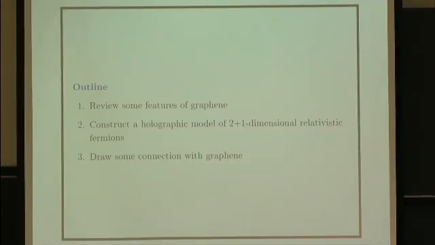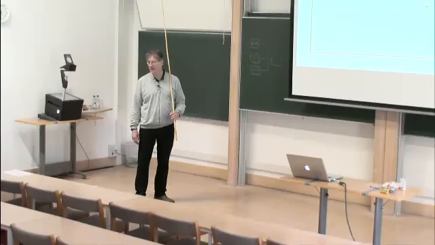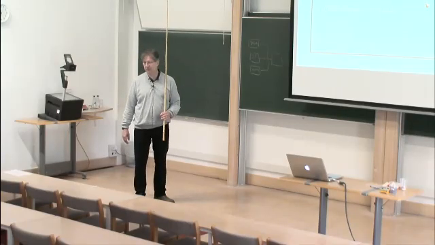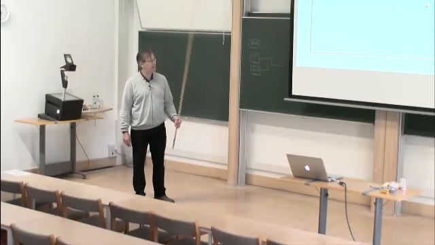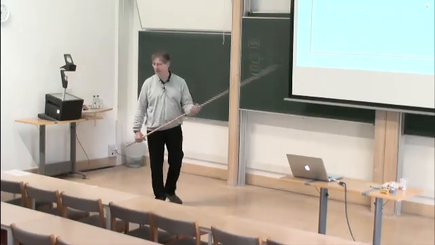For those of you who don't know what graphene is, I'm going to give a brief review of it, to tell you some of the nice features that it has, and to set the stage for the things that one would like to construct. And then I'm going to talk about a holographic model of 2+1 dimensional relativistic fermions. And this is a rather simple one as holographic models go. I would say low-tech holography, which perhaps matches the low-tech nature of graphene in some ways. And then I'm going to try and draw some connection between the two.